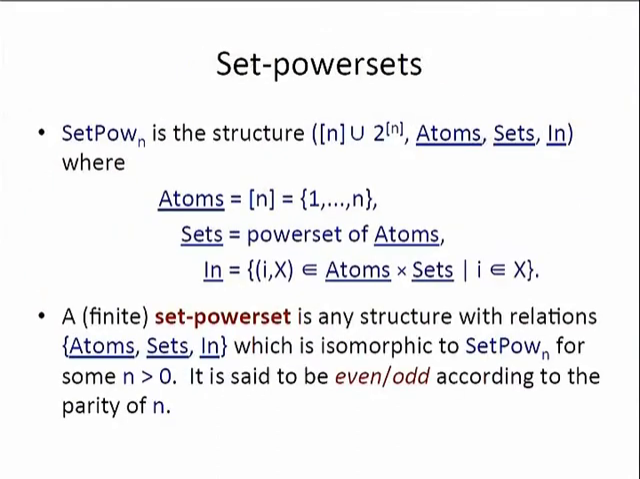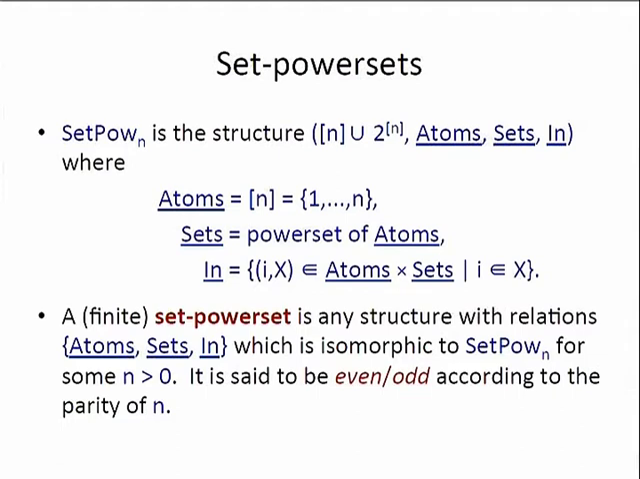Okay, so now I'm going to give a slightly more complicated example, and this will lead to some more interesting results also. I want to consider a class of structures which I'll call set power set structures. I'll denote by SetPow_n the following structure. The universe of the structure will consist of two what are known as sorts. It will be a disjoint union of a set of atoms, which will be just the integers 1 to n, as well as the set of all sets of atoms, so the power set of 1 to n. There will be two unary relations, atoms and sets, which name these two parts of our structure, and then a binary relation in, which defines set membership. So i is in X in this relation if and only if i is a member of X.